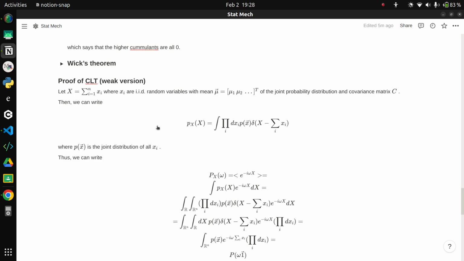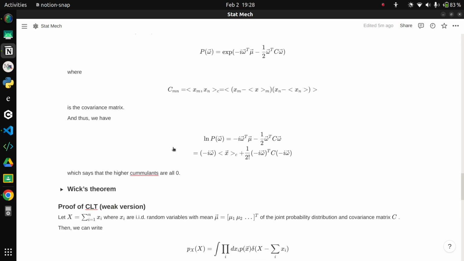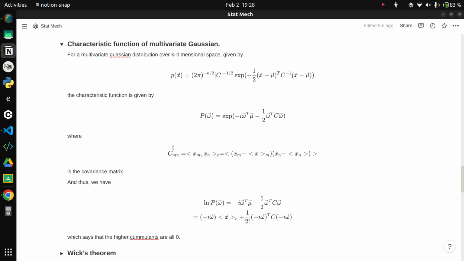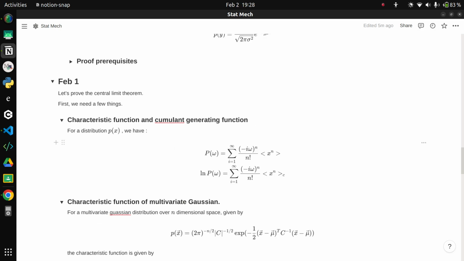So let's just start. I do like to think about this summed up variable as having a distribution given by the convolution, but this whole proof is not going to use that. I'll introduce you to some background stuff necessary for this. So first, the characteristic function.